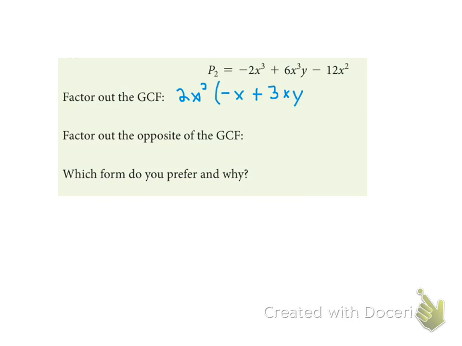Now, how do we get the last term? First of all, do we need a plus or a minus? Minus. 6. That'll get us the negative 12. And we already have x squared. So that's it. Any questions on factoring the first one?